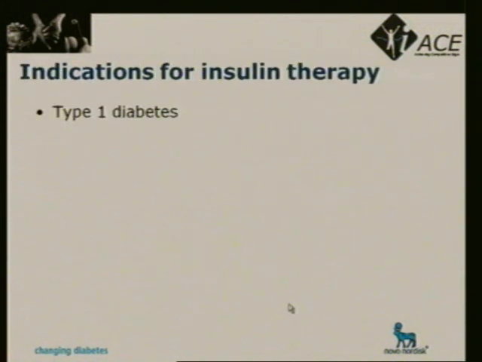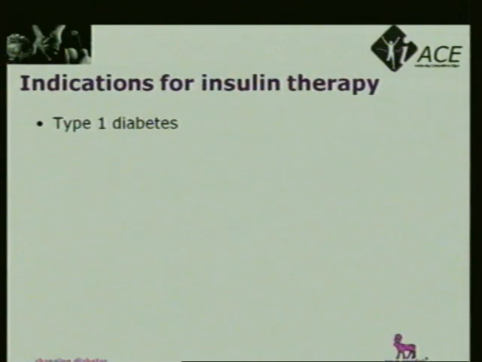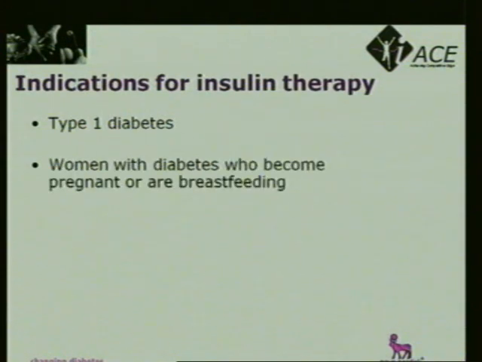Now, what are the indications for insulin therapy? The most obvious answer to that is type 1 diabetes. Type 1 diabetes is a disease which is treated only by insulin, where oral antidiabetic agents have no role to play. Women with diabetes who become pregnant or are breastfeeding, especially pre-gestational diabetics who become pregnant, or patients who develop gestational diabetes mellitus, are treated with insulin.